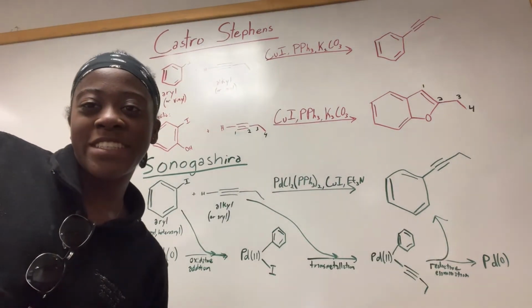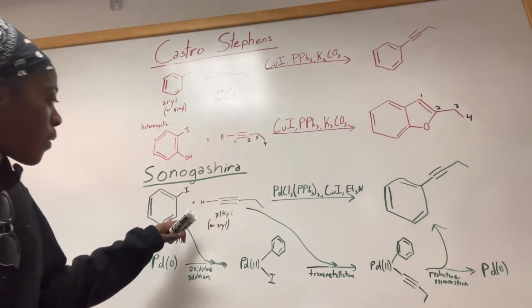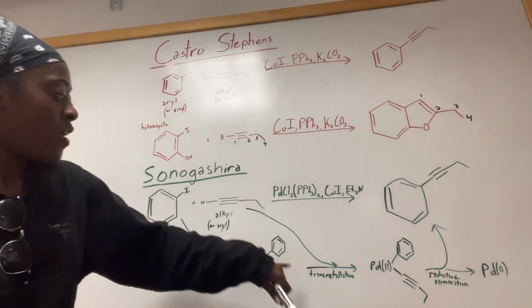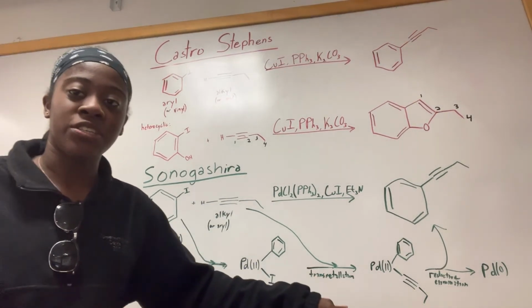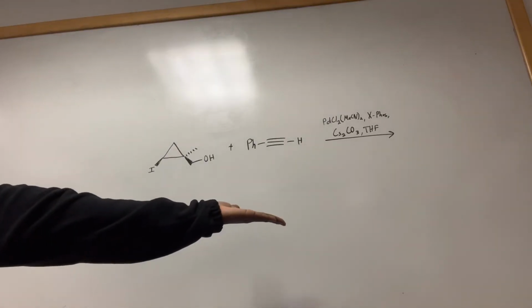Let's go over some examples. Yay. Also, the copper would end up associating here to the side of the alkyne and then going in for the transmetallation. Try out this practice problem.